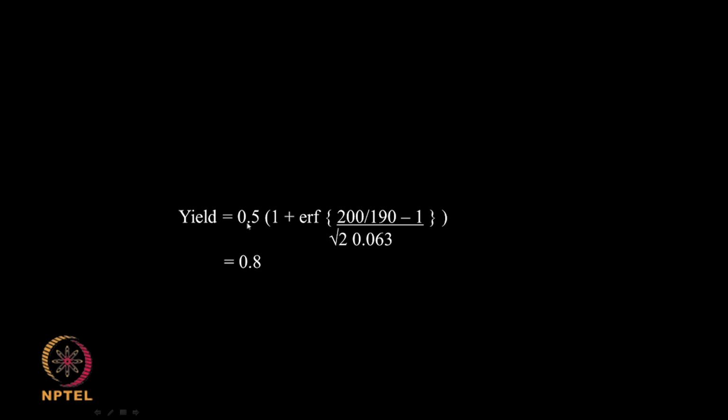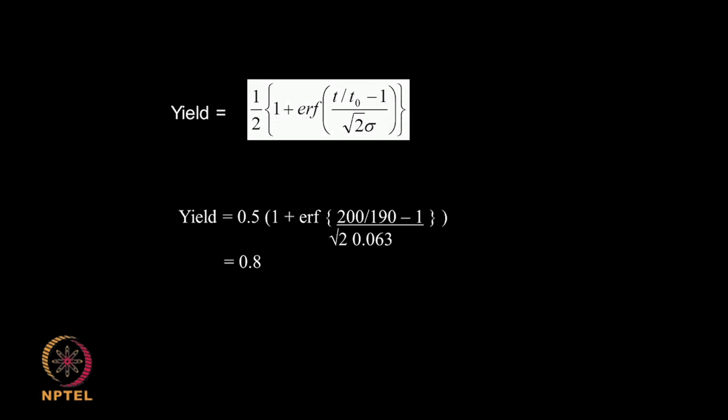So, I will get yield as 80%. So, 80% of the solute could be collected if I collect sample up to 200 minutes when the retention time is 190 and the sigma is 0.063. How did I calculate sigma? I got that from the other concentration at certain time. So, it is a very useful equation. This is a very useful equation.